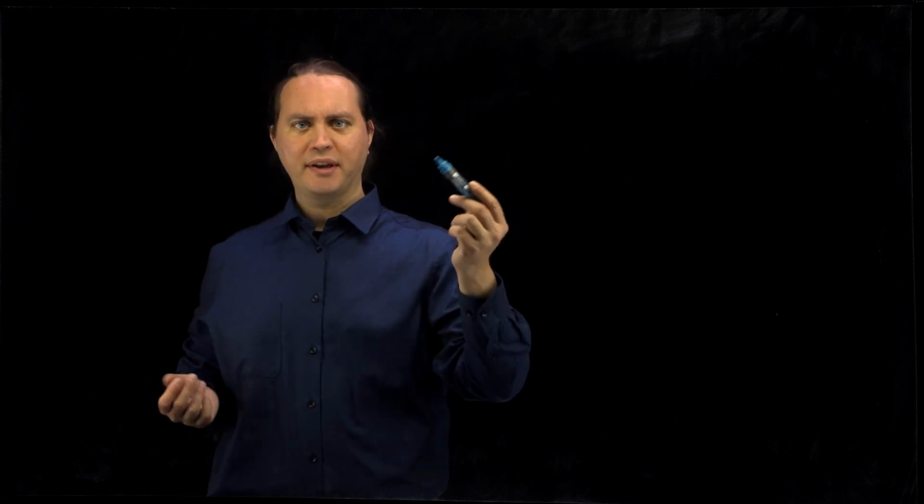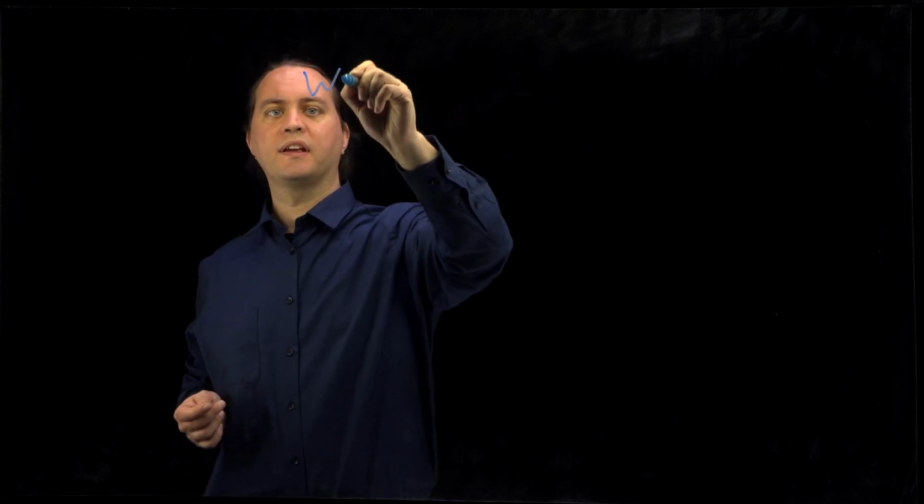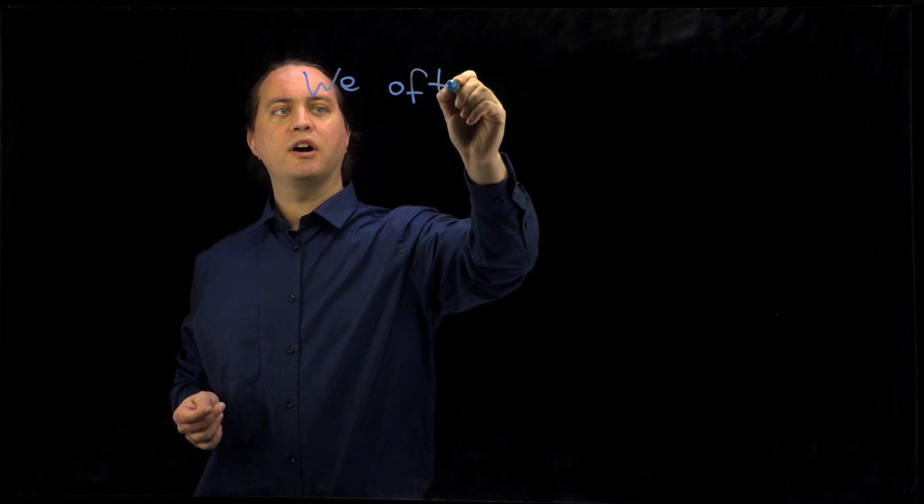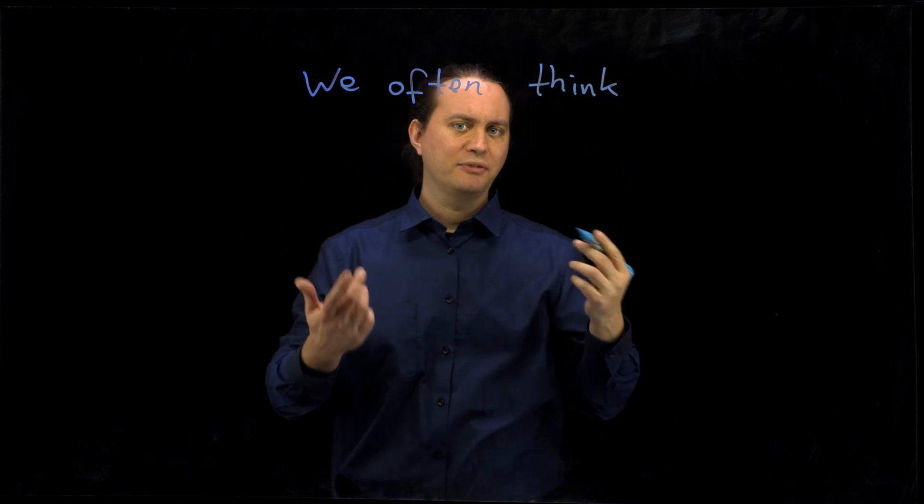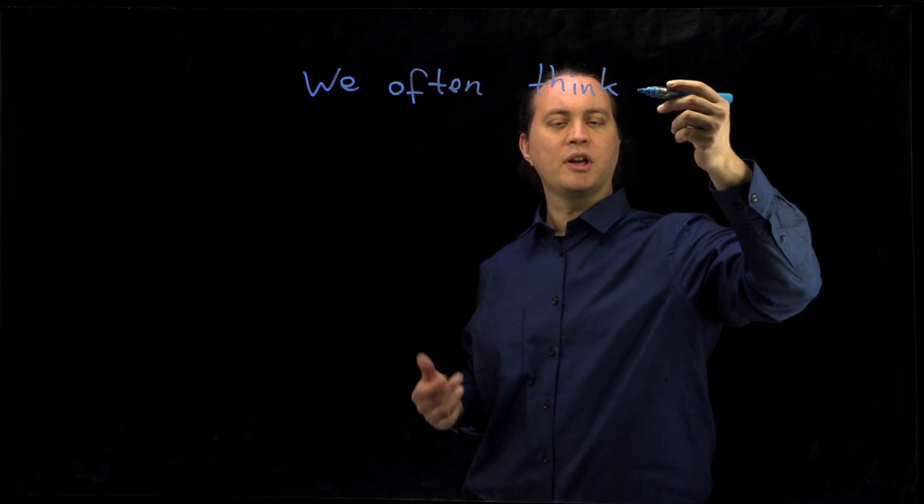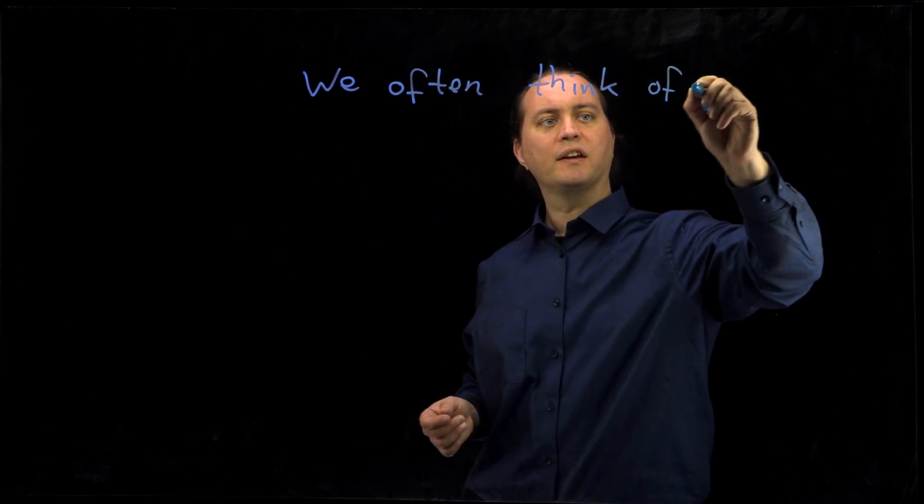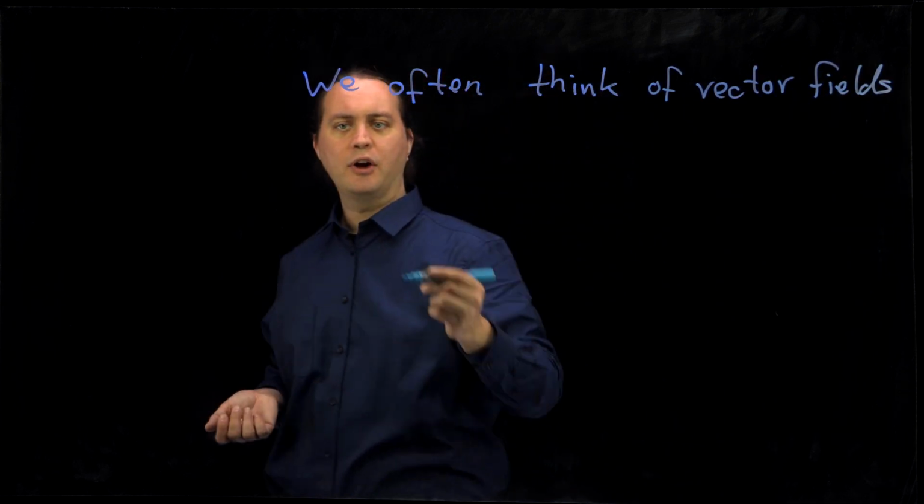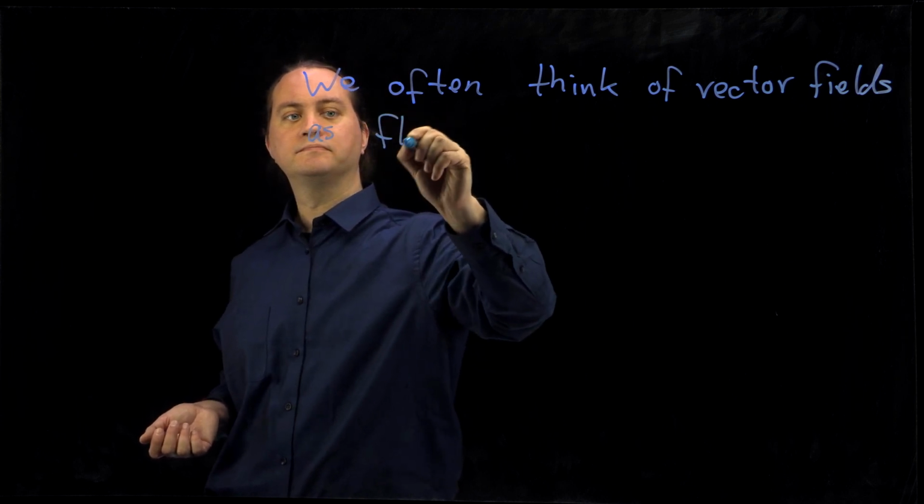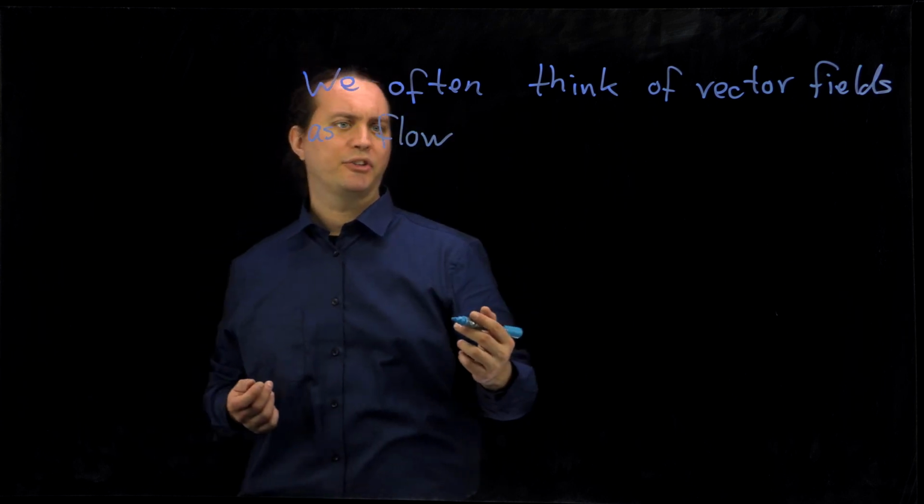I've already mentioned sources and sinks and transports and how this relates to the divergence. So let me summarize this as follows. Generally speaking, we often think of vector fields as a transport phenomenon. Or we think of vector fields as a flow that, for example, may describe transport.